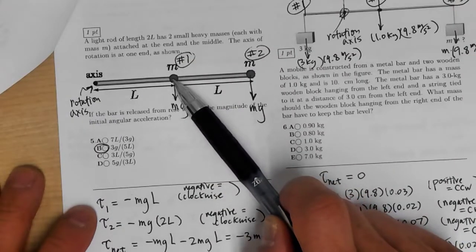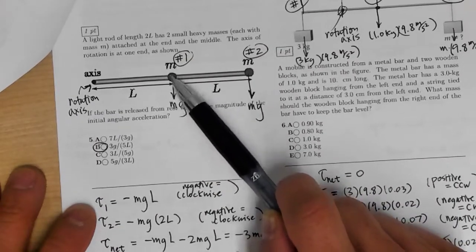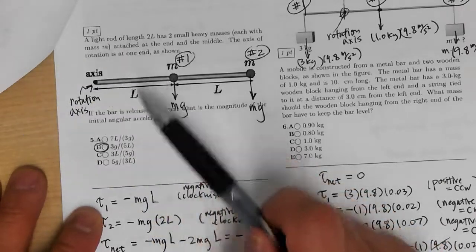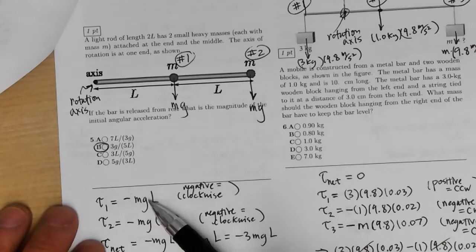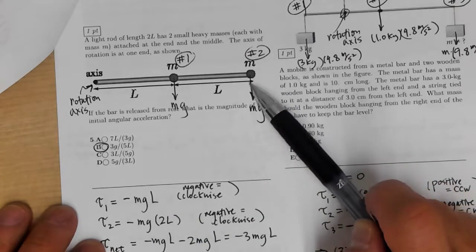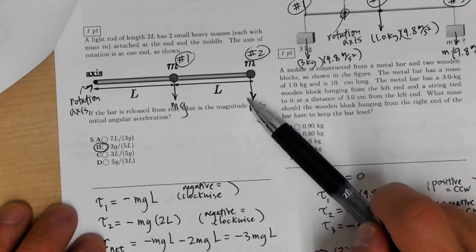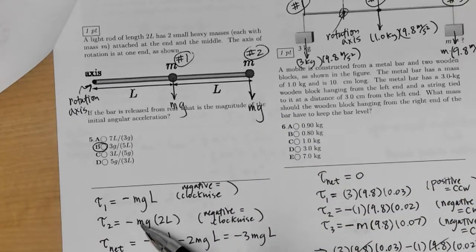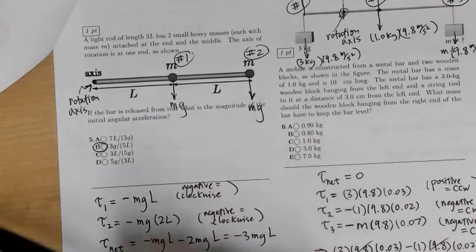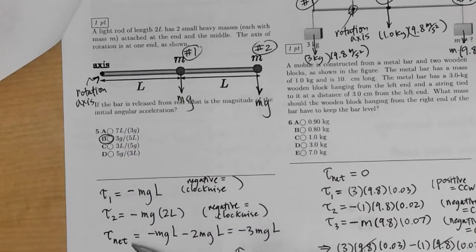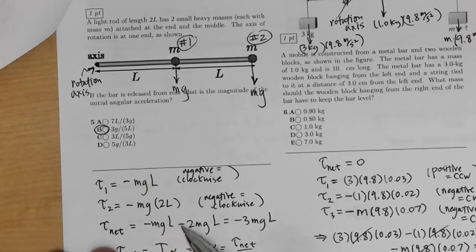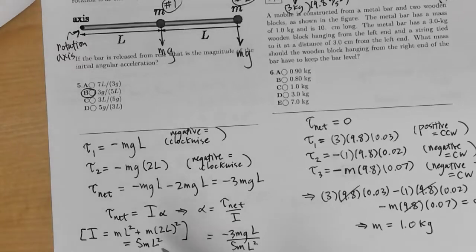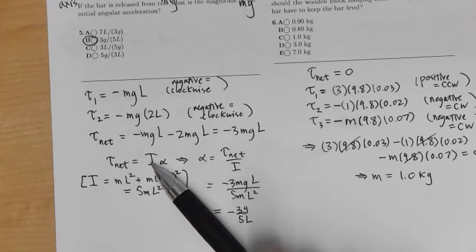So first we get the torque due to this force here. We'll call it number 1. The force is mg. The lever arm distance is L. It's going clockwise, so we get the negative sign, negative mgL. For number 2, we have this force, which is also mg. The lever arm distance is 2L, so it's minus mg2L. It's also going clockwise. So the net torque is minus mgL minus 2mgL, so that's negative 3mgL. Then torque net is equal to I times alpha.